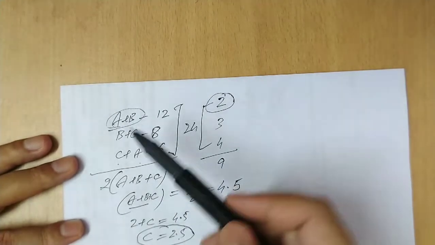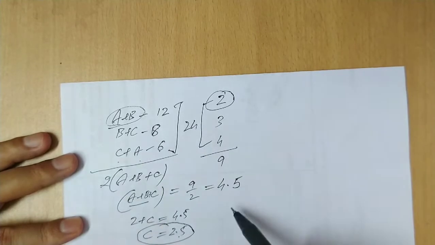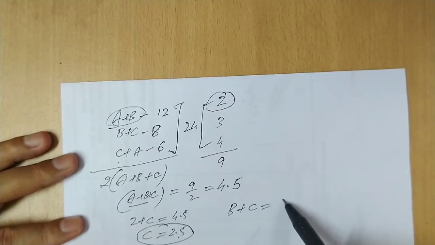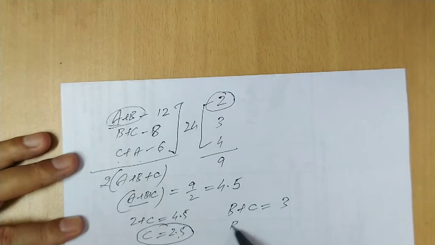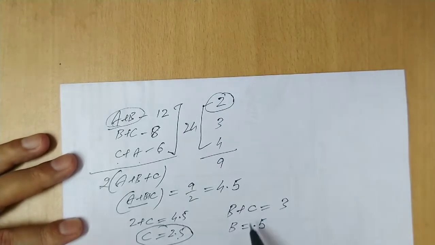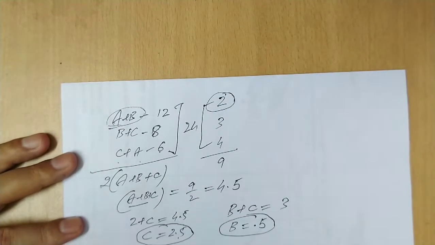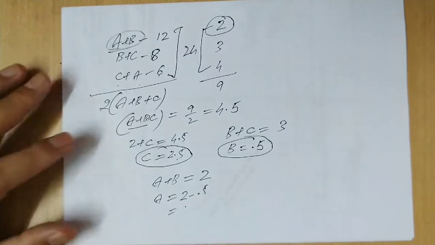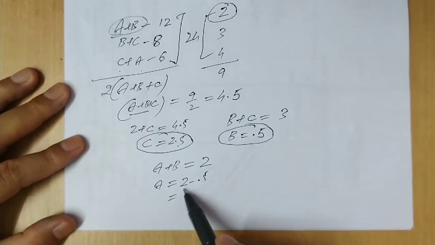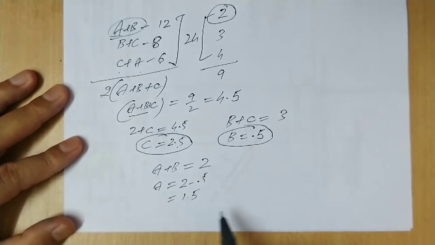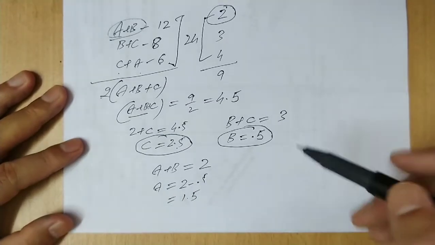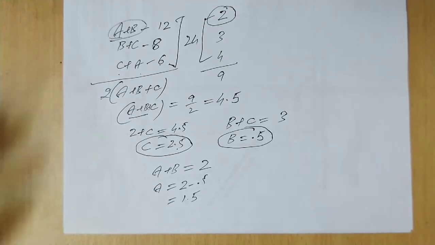We put the value of c in b plus c. We have b plus c is equal to 3. B is equal to 0.5. We have a plus b is equal to 2. So a is equal to 2 minus 0.5 is equal to 1.5. So we have got the individual efficiency of A, B and C.